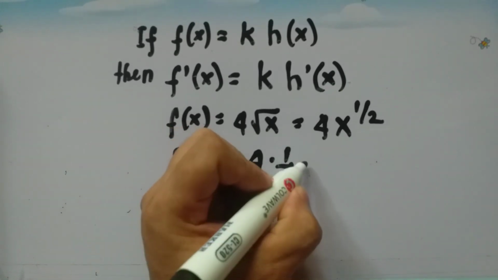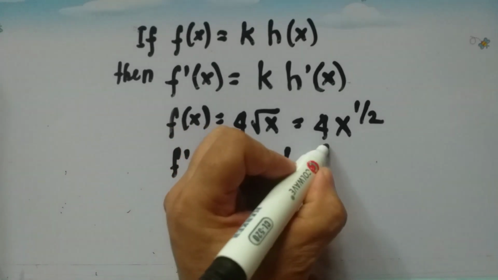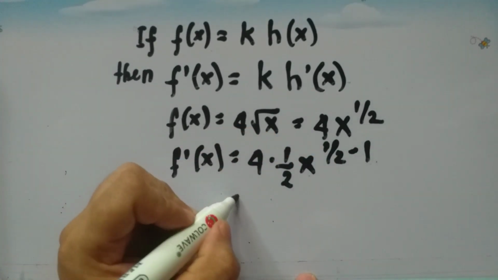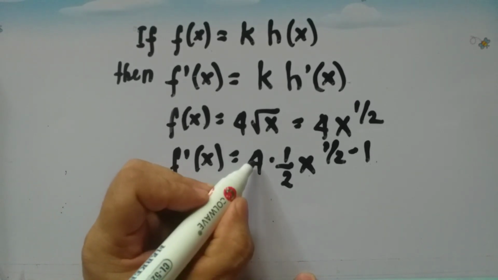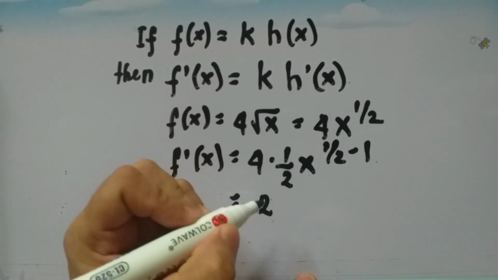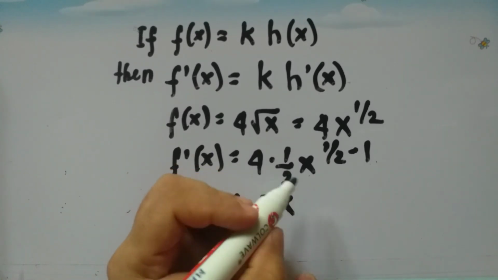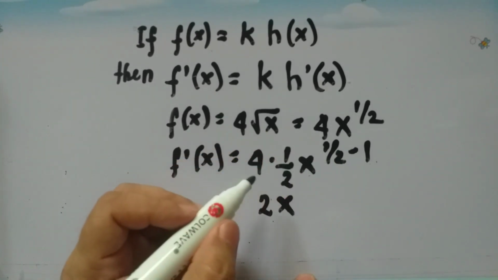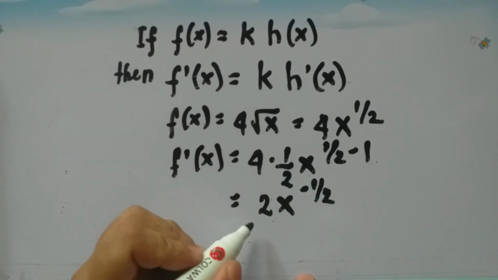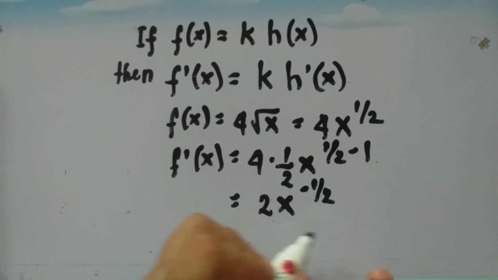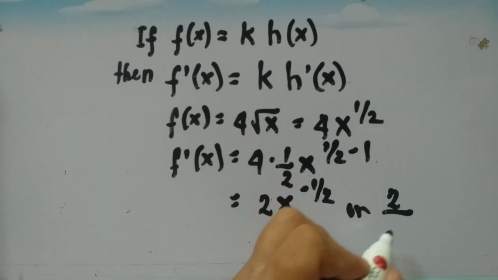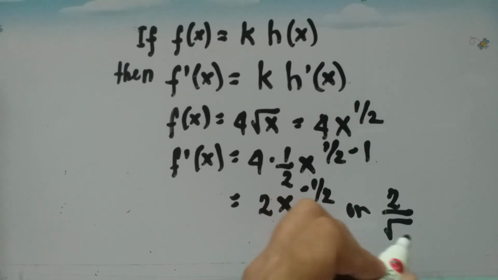times 1/2 x raised to 1/2 minus 1 is equal to, so 4 times 1 is 4, divided by 2 is 2. x raised to 1/2 minus 1 is negative 1/2, or you may write it as 2 over the square root of x.